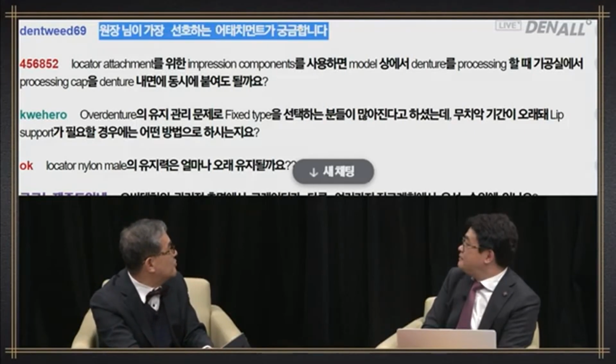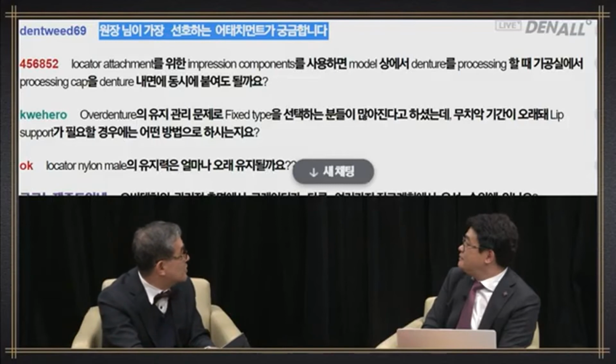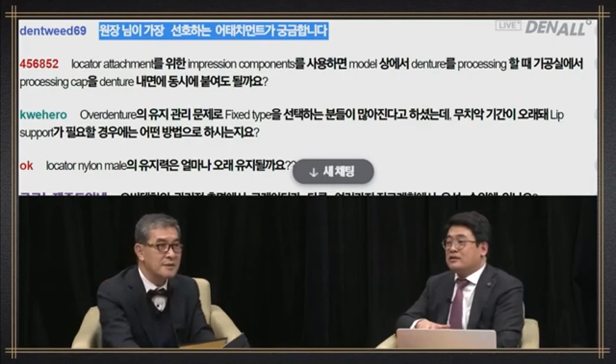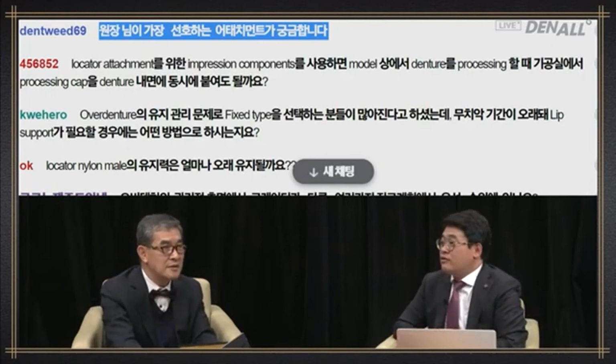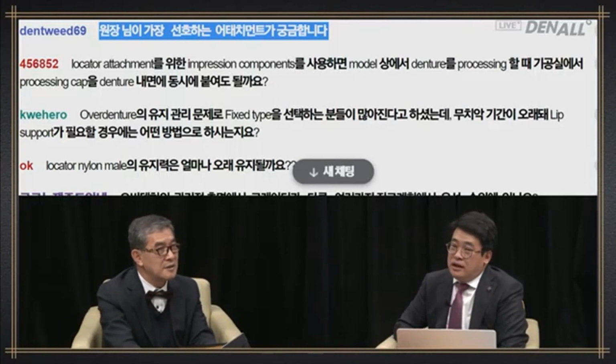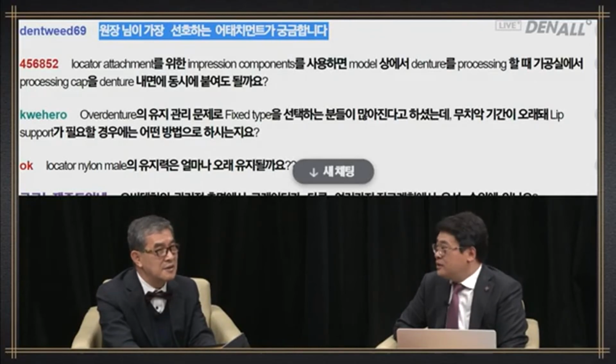Dentuide 69. What is your most preferred attachment? If there's a little bit of ridge left, I prefer locator the most, and in severely resorbed cases, I use bar attachment. It is easy to apply clip. Personally, I like the combination of bar and magnet. Bar and magnet.